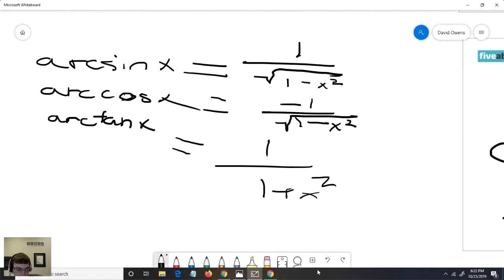So those are the 3 inverse trig derivatives that you might see used. Like I said, I don't have any practice problems prepared for those, but we can go over those later if you guys have any practice problems that you want to do that use any of those.